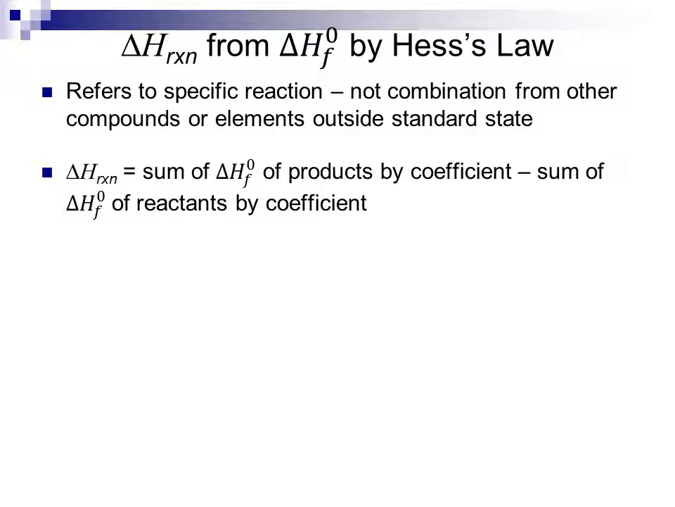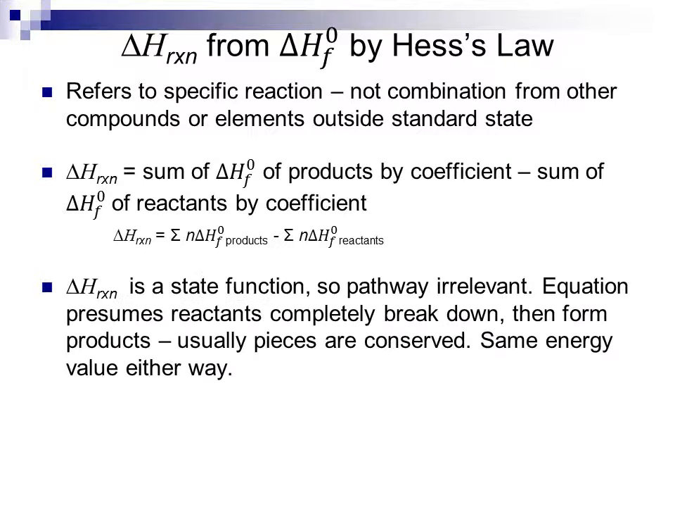The heat of reaction will equal the sum of the heats of formation of the products multiplied by their coefficients minus the sum of the heats of formation of the reactants multiplied by their coefficients, such that the overall heat of reaction is a summation of the coefficient times the heat of formation for the product minus the sum of the coefficient times the heat of formation for the reactant.